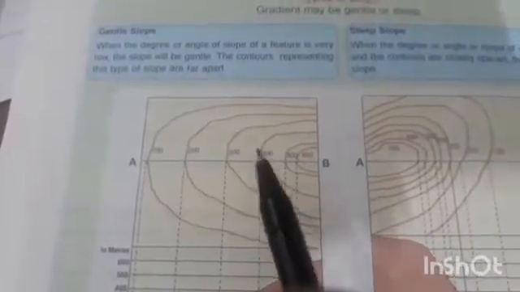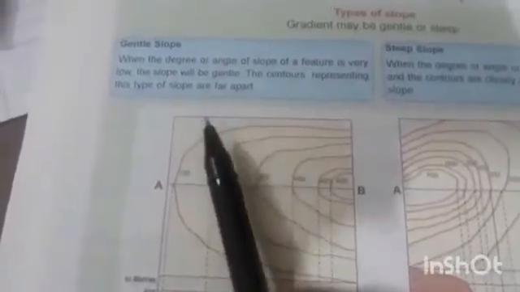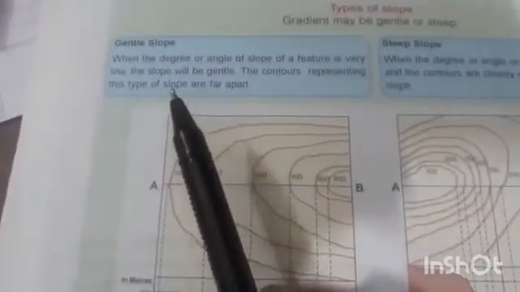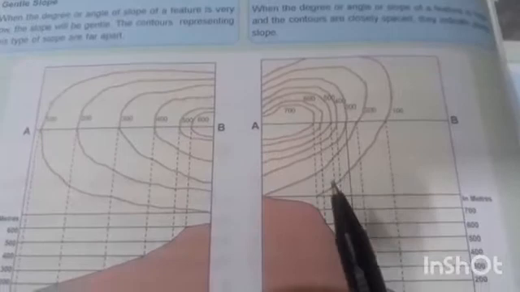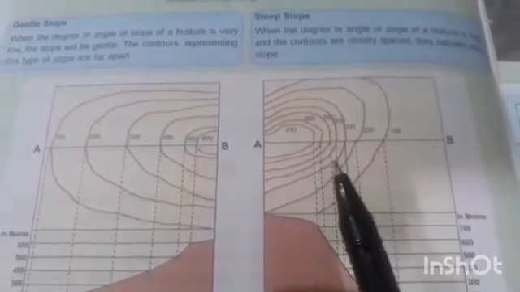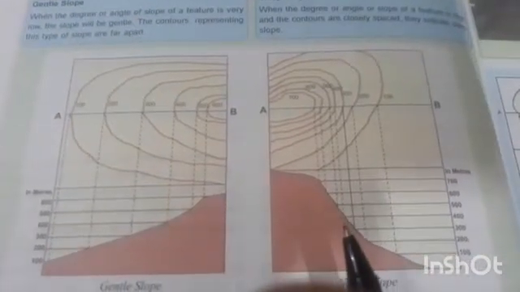So these contour lines show that the physical feature present in that area has a gentle slope. But if you see this, what you find here is that this physical feature has a steep slope. Just see here, this is gentle slope and this is steep slope, right? Clear, everybody? Now let's move to the activity.